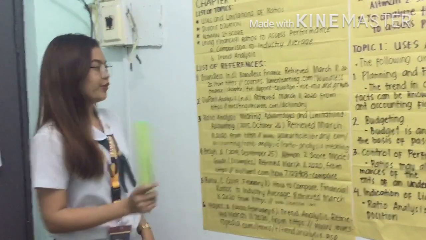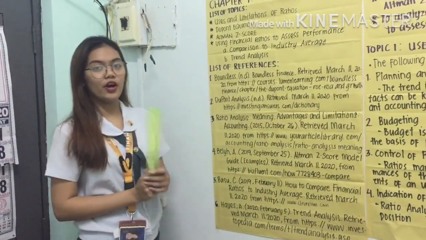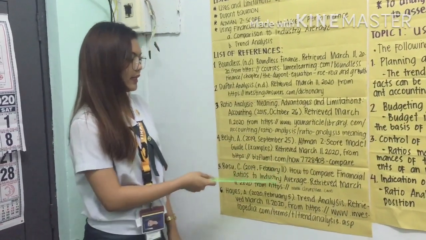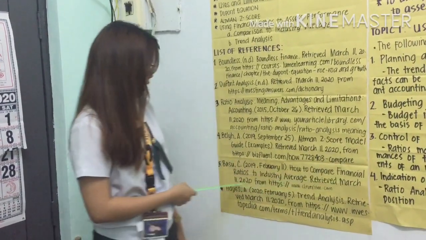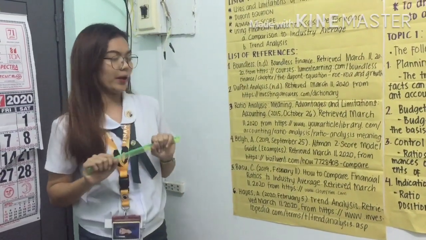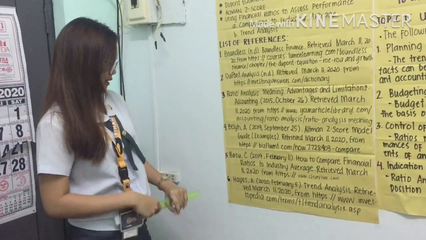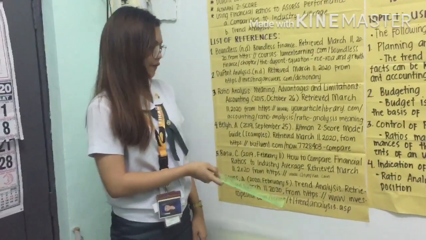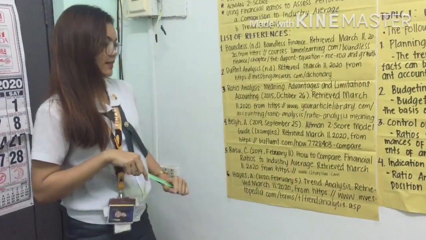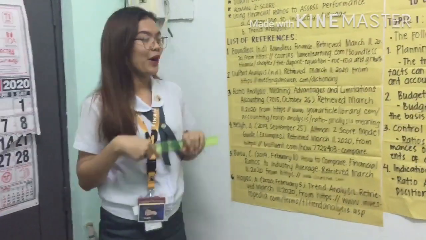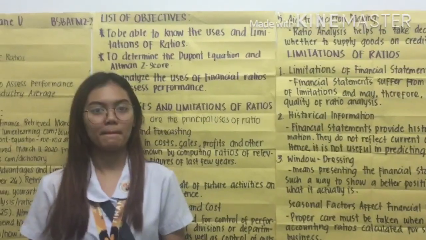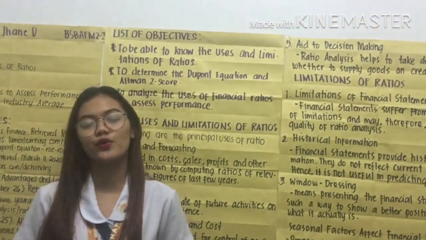www.cleverism.com. The fifth is the author Basso C, published on 2019, February 11, How to Compare Financial Ratios to Industry Average, retrieved March 11, 2020 from bizfluent.com. And the last is the author Hayes A, published on 2020, February 5, Trend Analysis, retrieved March 11, 2020 from trendanalysis.asp.